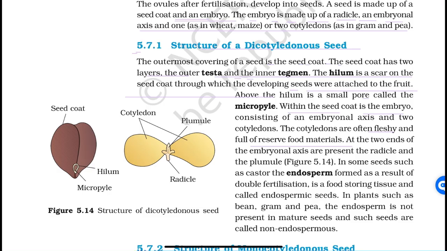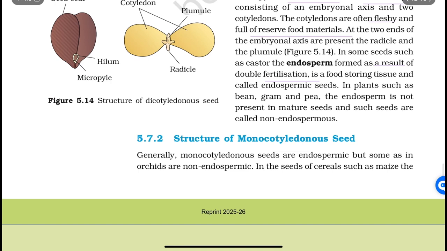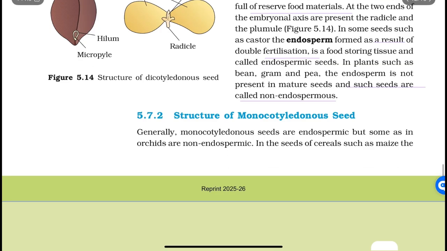In some seeds such as castor, the endosperm formed as a result of double fertilization is a food-storing tissue, and such seeds are called endospermic seeds. In plants such as bean, gram and pea, the endosperm is not present in mature seeds, and such seeds are called non-endospermous.